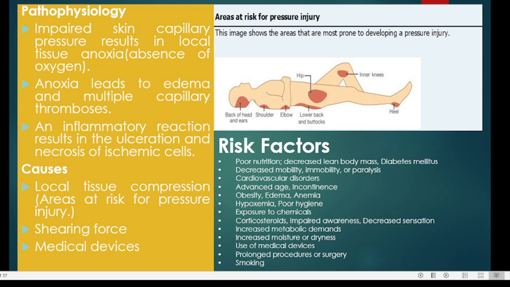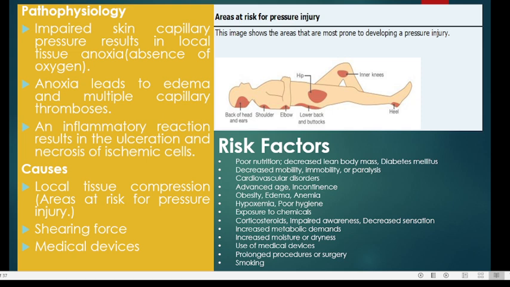The causes of pressure ulcers: it may result from local tissue compression, and we have the commonest areas where that can happen. It's also caused by the shearing force and the medical devices that we normally use when we are handling the patients. So the commonest areas for the pressure injuries include the inner knees, the heels, the hip or the lower back and buttocks, the elbow, the shoulder, and back of the head and ears.